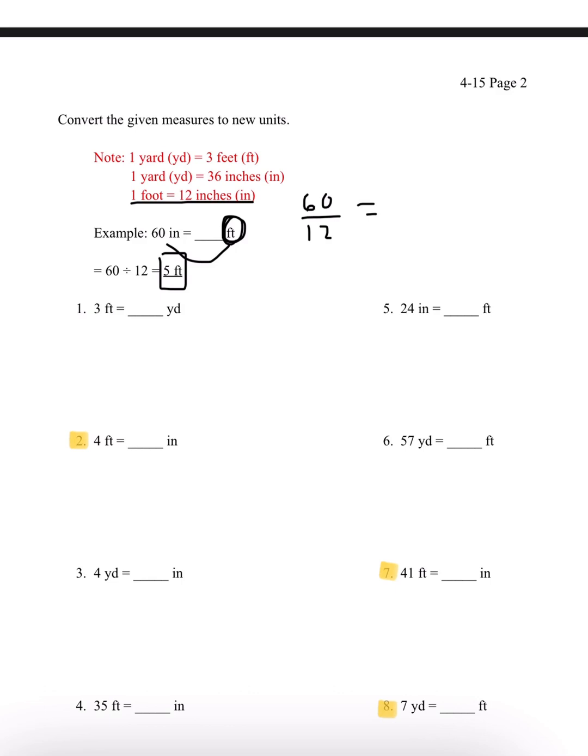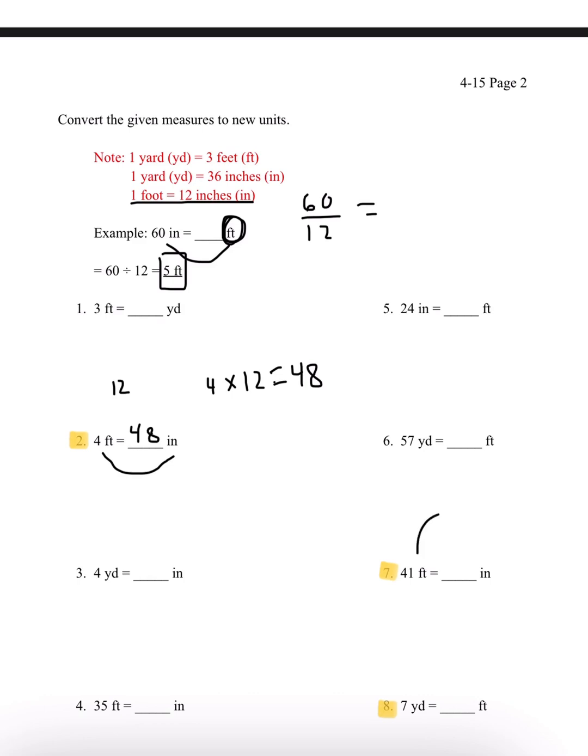Number 2, we have 4 feet equals blank inches. We're going to be looking at this one again. So 4 feet to blank inches. In 1 foot, there's 12 inches, right? So we just have to do 4 times 12, which gives us 48. So our answer will be 48 inches.